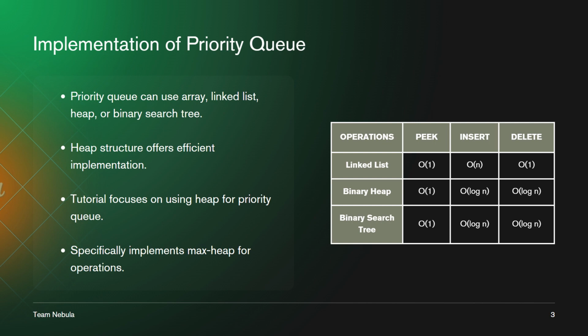For the binary search tree, similar to the binary heap, the peek operation has a time complexity of O(1), as it retrieves the value of the root node. Both the insert and delete operations have a time complexity of O(log n) in the average case, as they involve traversing the height of the tree to find the appropriate position for insertion or deletion. However, in the worst case, these operations can have a time complexity of O(n) if the tree is highly unbalanced.